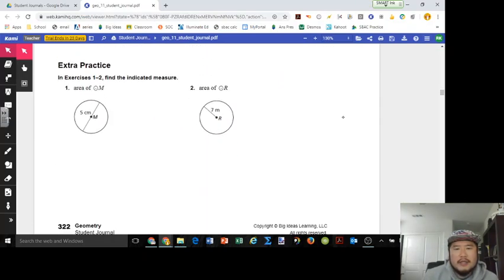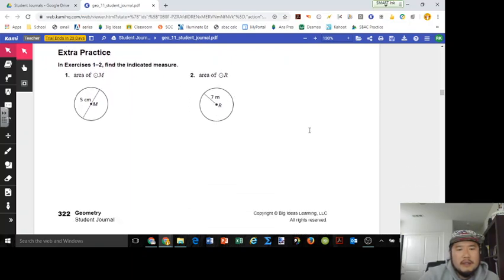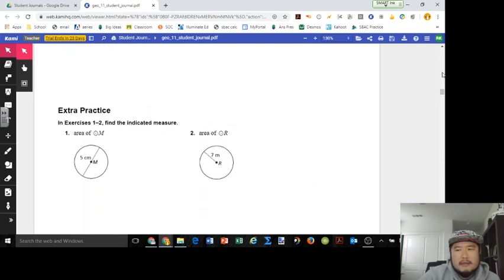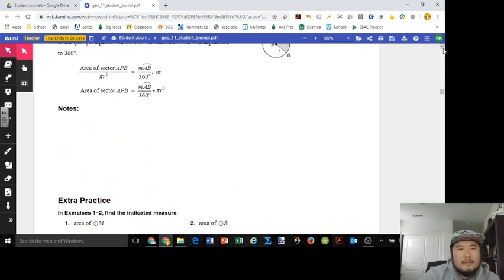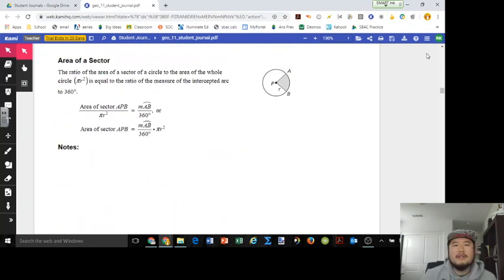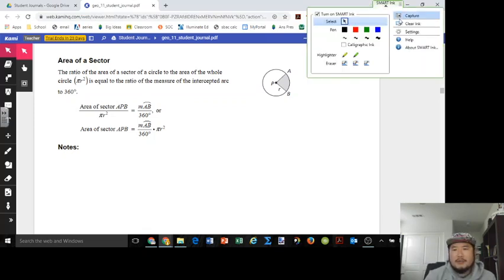And our next equation right here, and topic is finding the area of a sector. So in order to find the area of a sector, we have this ratio, we have this proportion that we use, and it's the area of sector, whatever we're looking for. This one in our diagram, it happens to be sector ABP, and then we divide that by pi r squared.